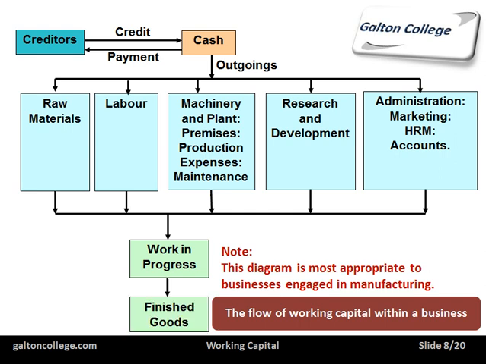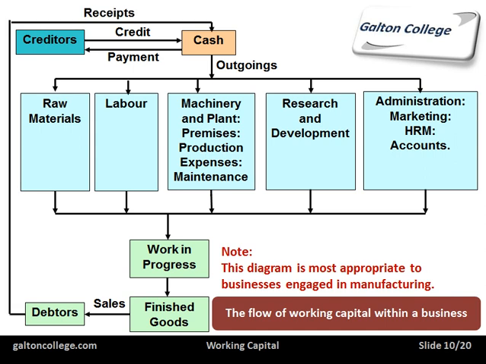And from work in progress, we would get the finished goods. And the function of the finished goods is to be sold, and it may be sold to debtors. So they may be sold on credit, for example. So in other words, people receive the finished goods and promise to pay for them in a month's time. Now that needs to be managed as well. So there is more to the management of working capital than meets the eye. Every bit of it needs management.